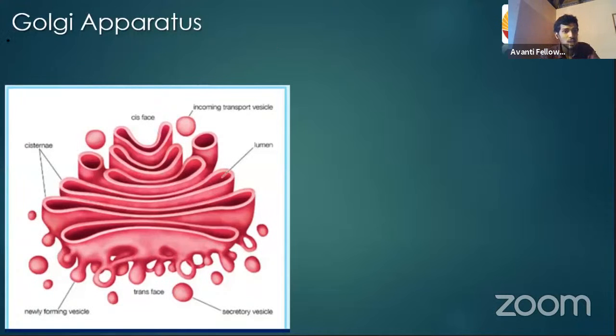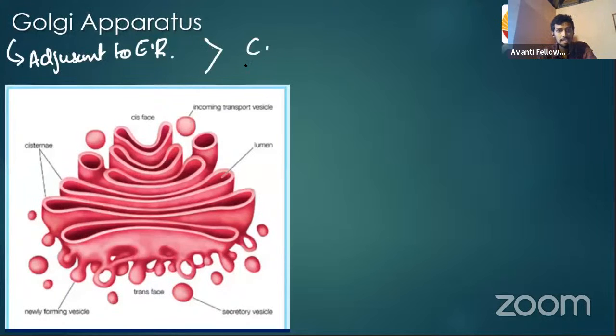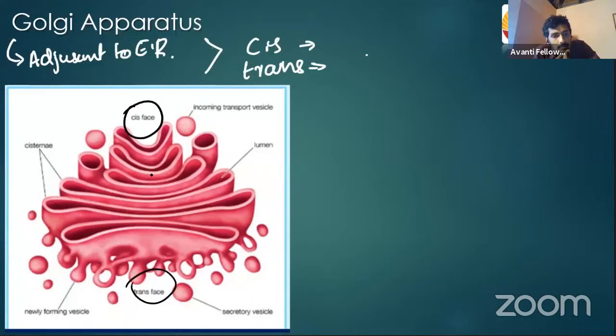Golgi is present adjacent to the endoplasmic reticulum. Okay, then if you check its faces, it has two faces. One is the cis face and another one is the trans face. The cis face will normally be towards one side and the trans face will be towards the other side. So as you can see here, one side will be the cis face and the other side you can find the trans face also. So we will see about that, we will learn about that once again.